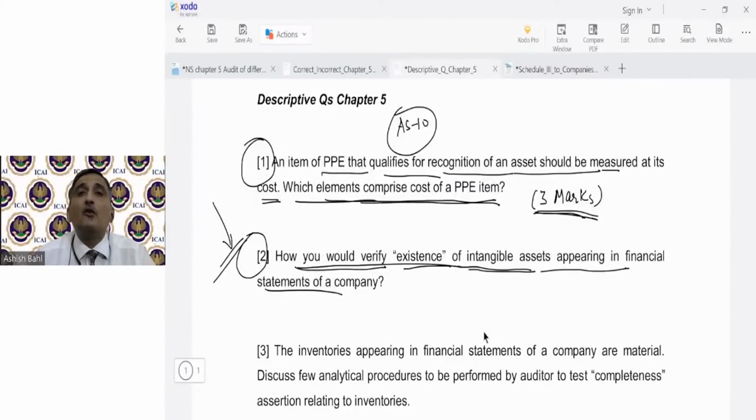So obviously you would be writing to see whether that intangible asset is still in existence. When the auditor would check, say in case of software, whether such software is still being used, or whether the software is being used by the company to render its services. So these things would help the auditor in establishing the existence of intangible assets.